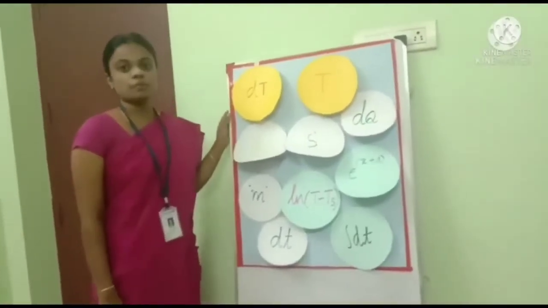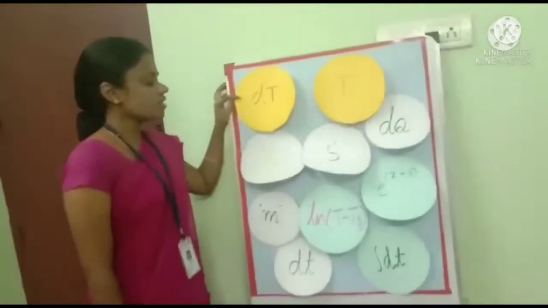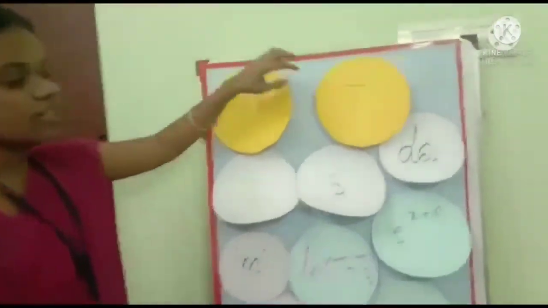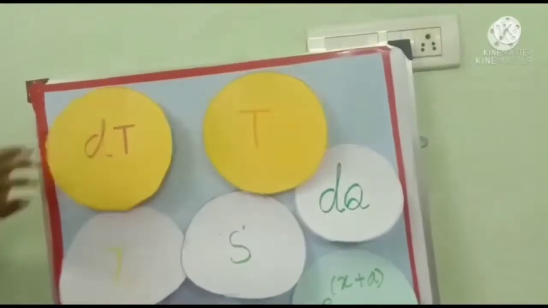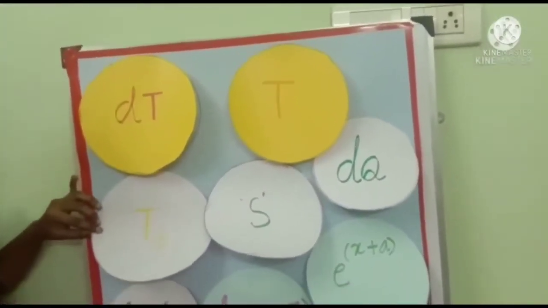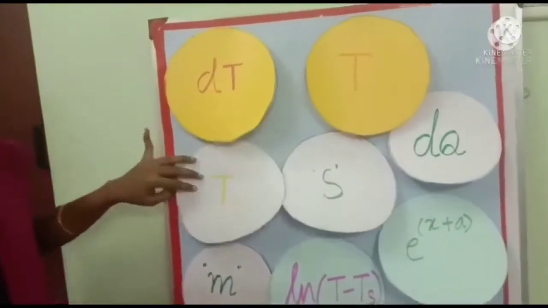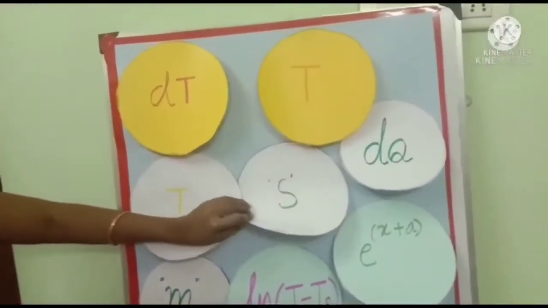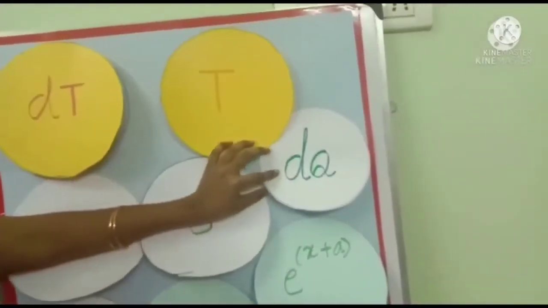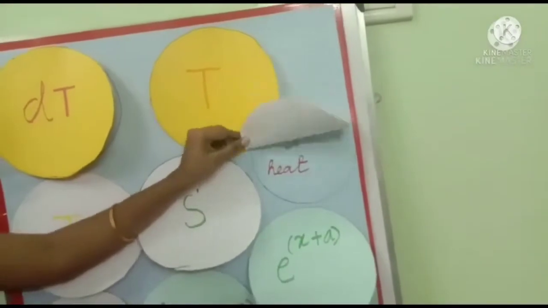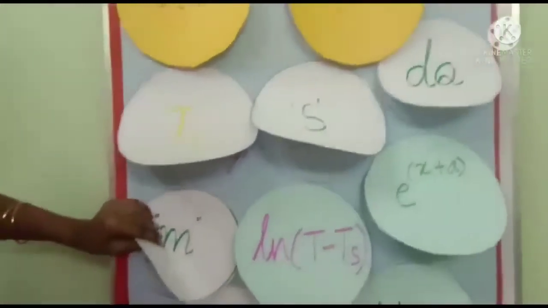Some of the terms from Newton's law of cooling: What is dT? dT is the change in temperature. What is T? T is the temperature of the body. And what is Ts? Ts is the temperature of the surroundings. What is s? s is the specific heat capacity. And what is dQ? dQ is the change in heat. And what is m? m is the mass of the object.